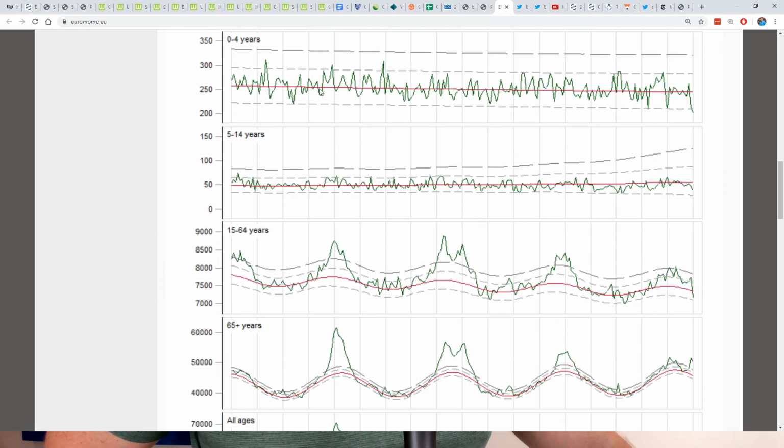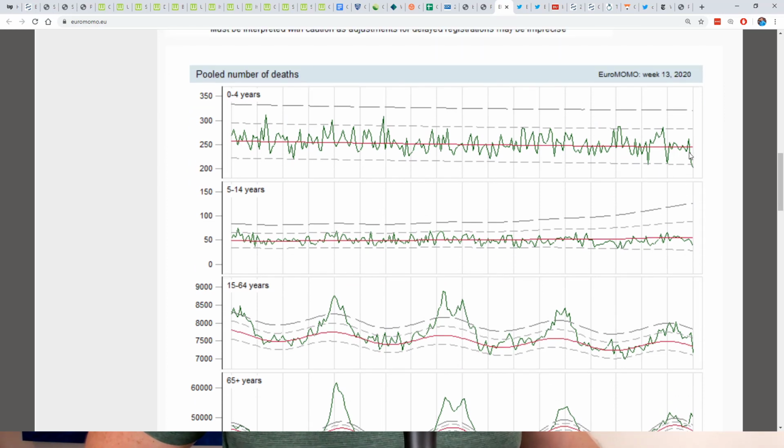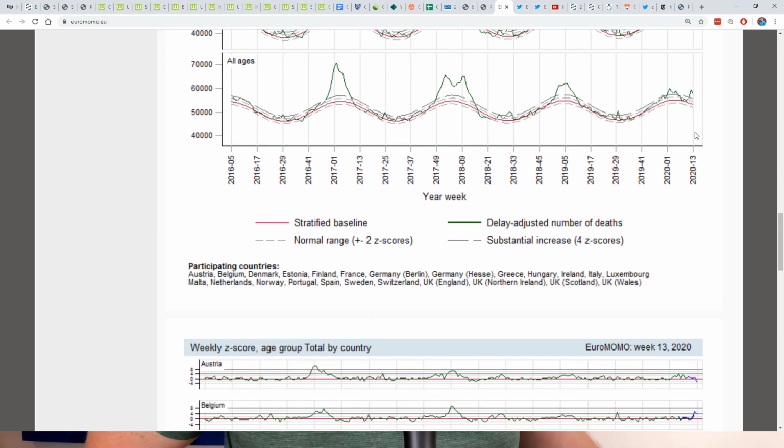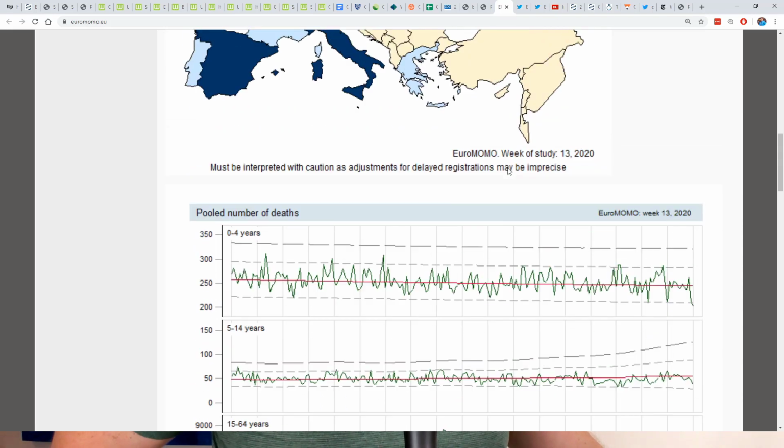Now, if you look at the red line, that's the average amount of death that you would see at a particular time of the year. And these are all rated by weeks. So you can see this is the 13th week. This was about last week on average. So you can get a perspective at different times of the year where the deaths were.